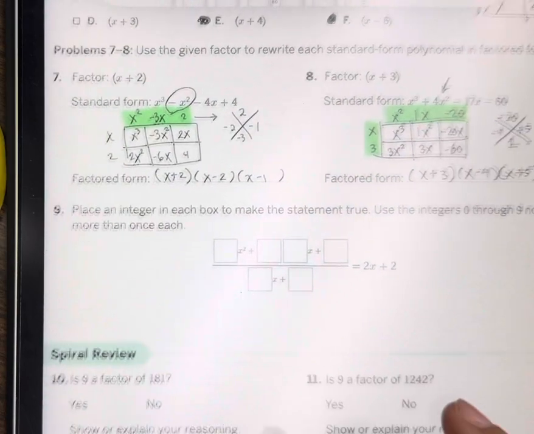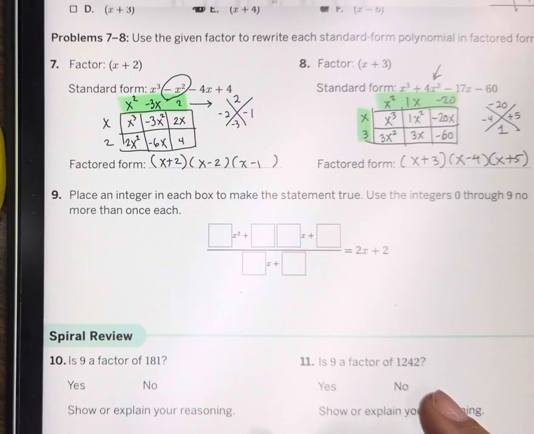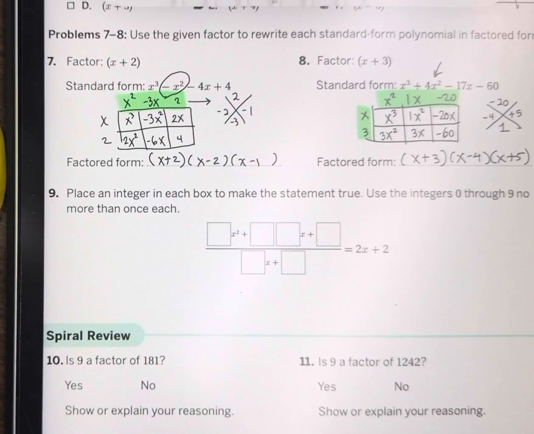Okay, and last one, you guys. Place an integer in each box to make the statement true. Use an integer from 0 to 9, no more than once each.